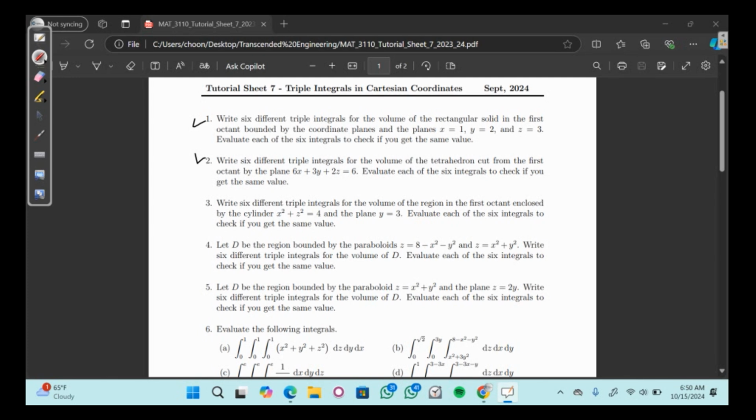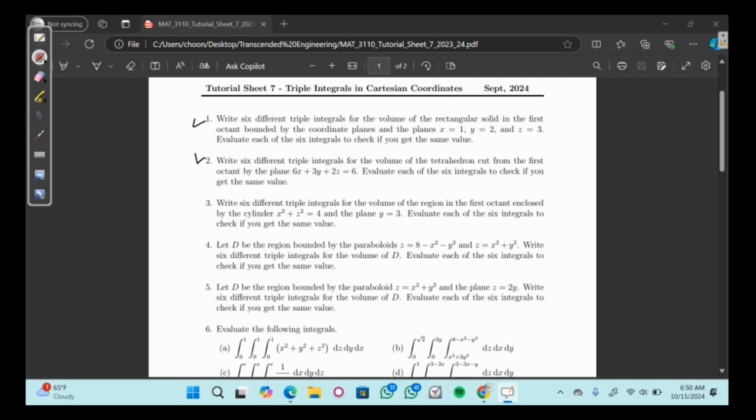So question three says write six different triple integrals for the volume of the region in the first octant enclosed by the cylinder x squared plus z squared is equal to 4 and the plane y is equal to 3. Then you have to evaluate each of the six integrals to check if you get the same value. So the idea here is it's interesting because we're only looking at the first octant, so it's kind of easy. So let's go ahead and do the sketching.